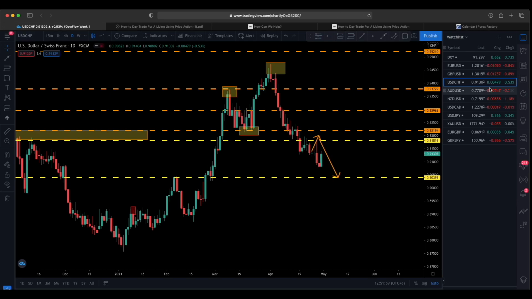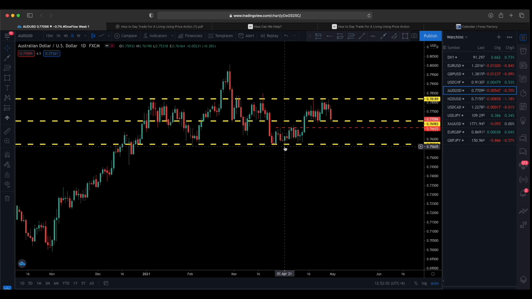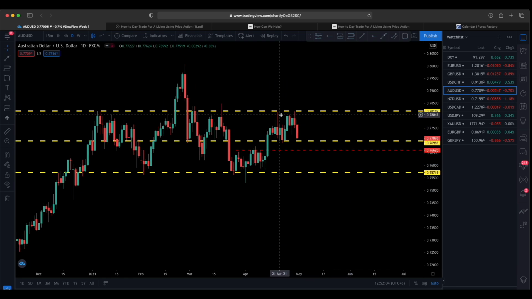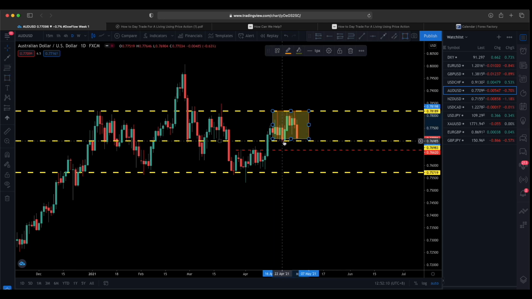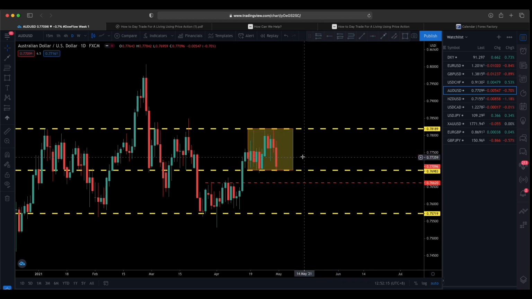Okay, now let's go into Aussie dollar. Aussie dollar, it's ranging. It's very obvious that it's ranging right here. It's ranging between this swing low and this swing high right here. So it's a range bound market condition. Now, I don't recommend trading this because the range is quite tight.